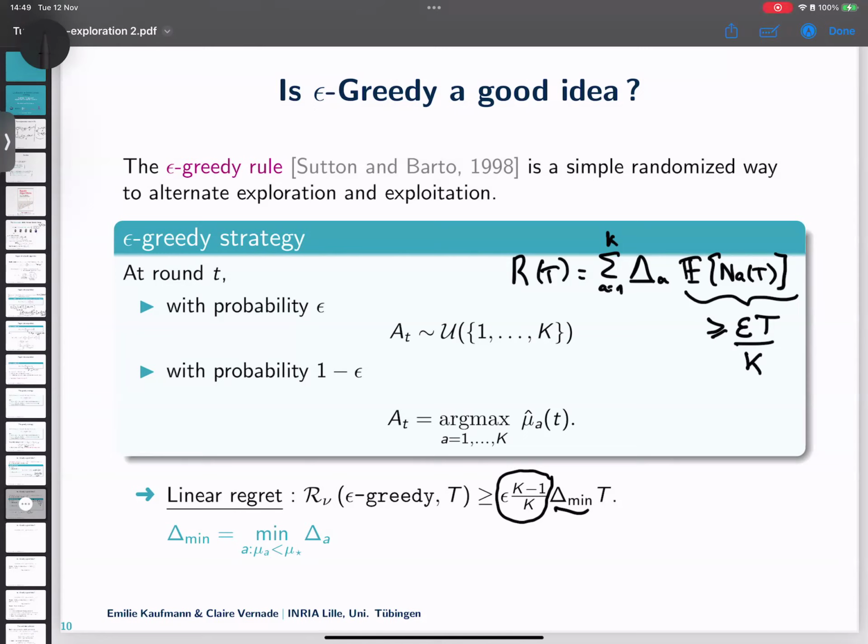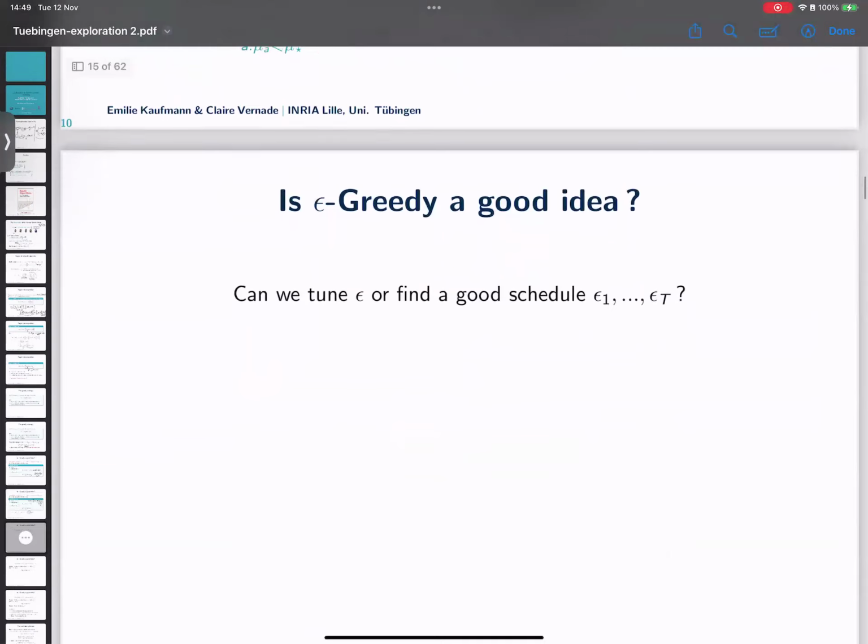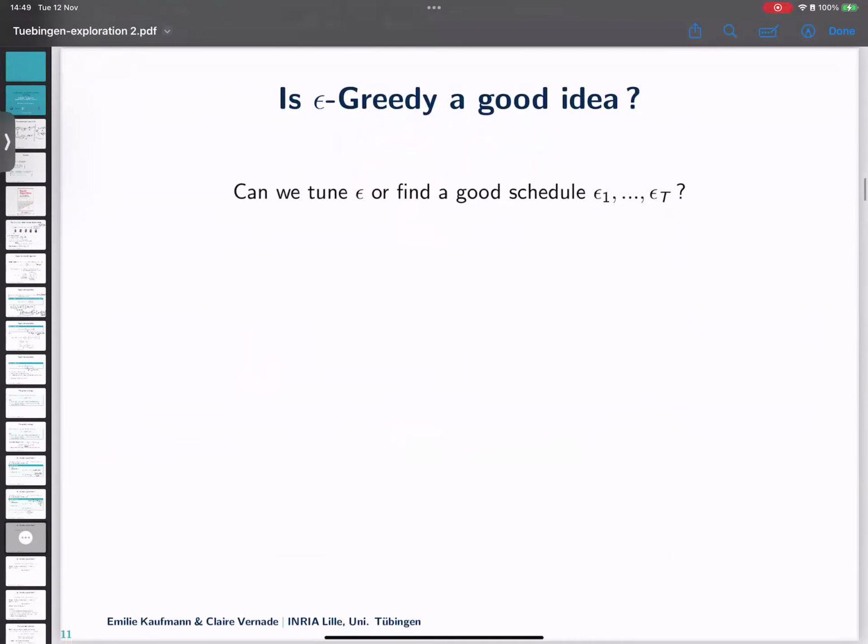What can you do to fix epsilon greedy? Is there any idea? Are you familiar? Have you tried? Yes, there is.